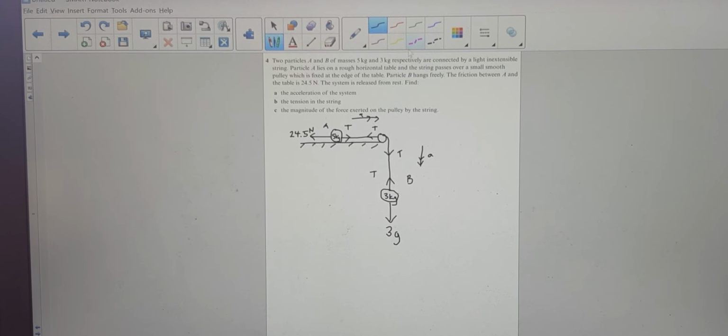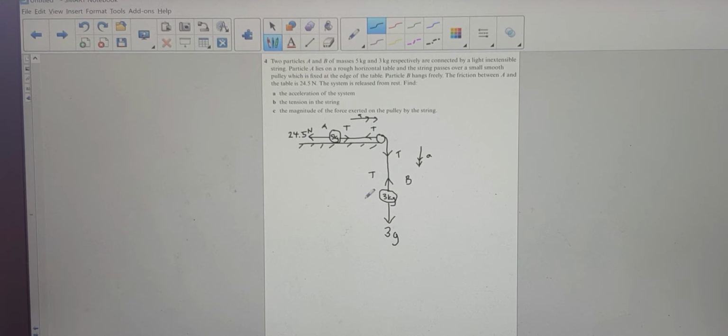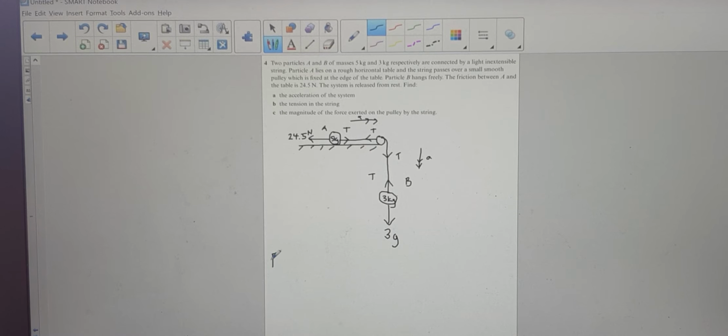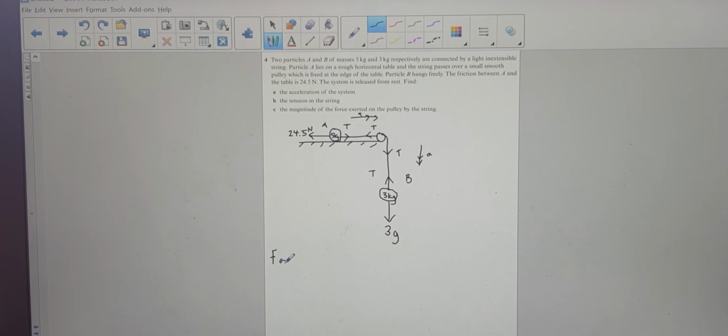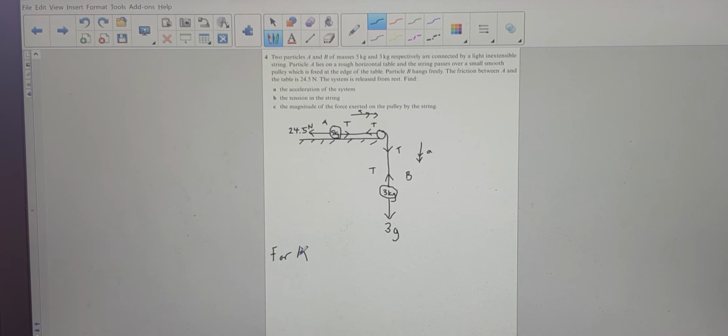Find the acceleration of the system. Right, I'm just going to look at A first. So for particle A, I'm going to construct an equation. Look at all of the forces just acting on A. These are all my forces acting on A.